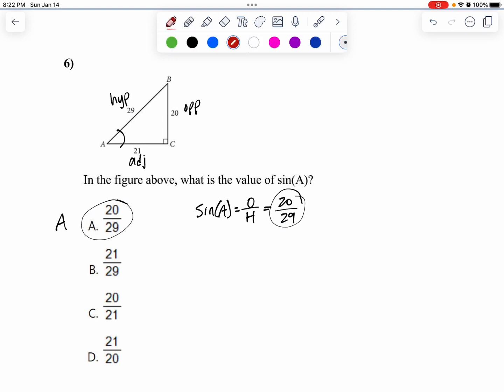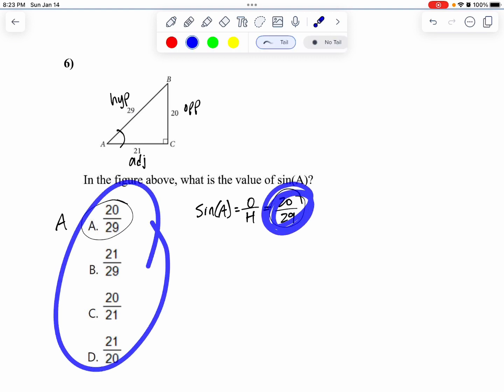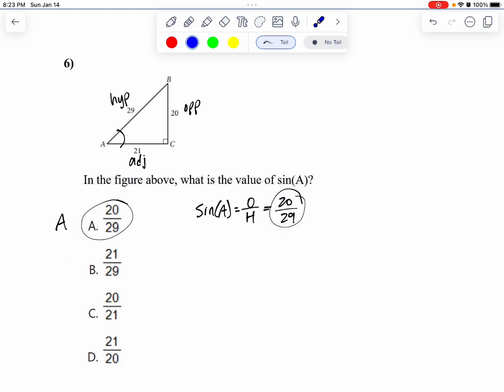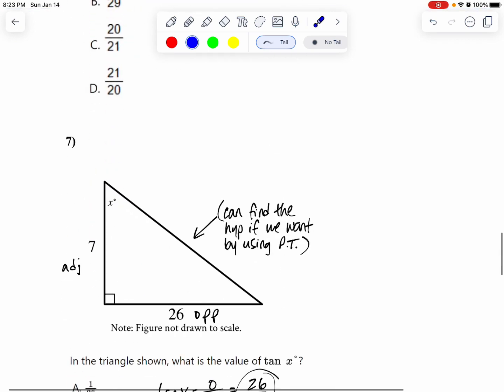One thing that you need to keep in mind is that sometimes this fraction right here will reduce, and these answers will always be written in reduced form. So 20 over 29 does not reduce. That's why that was the answer, but beware that the fraction might reduce, and all of these answer choices will likely be the reduced fraction. Keep that in mind, okay.